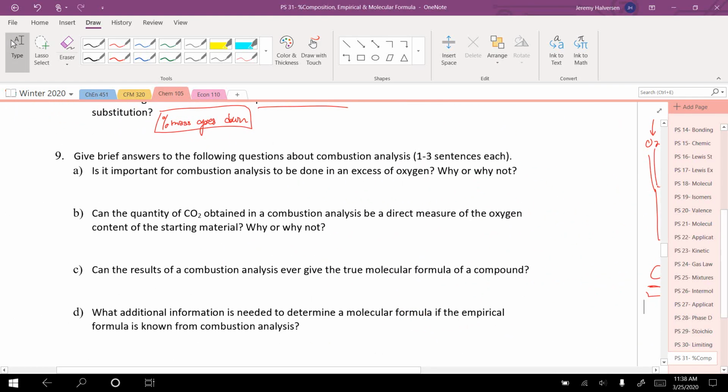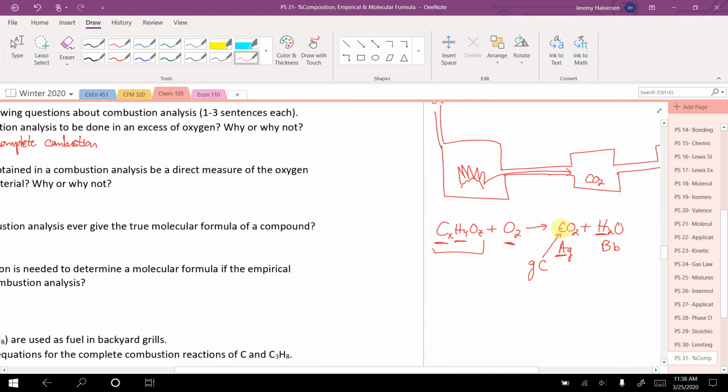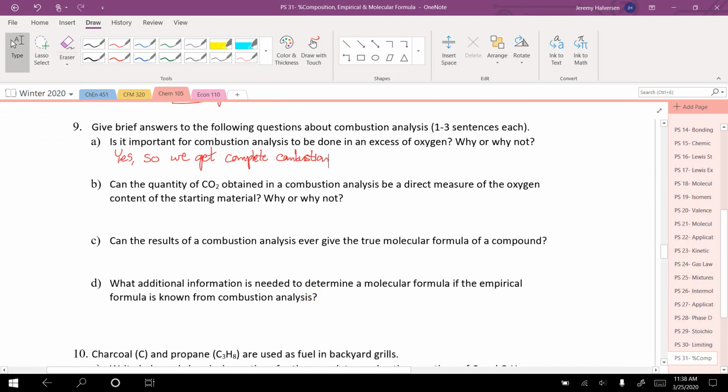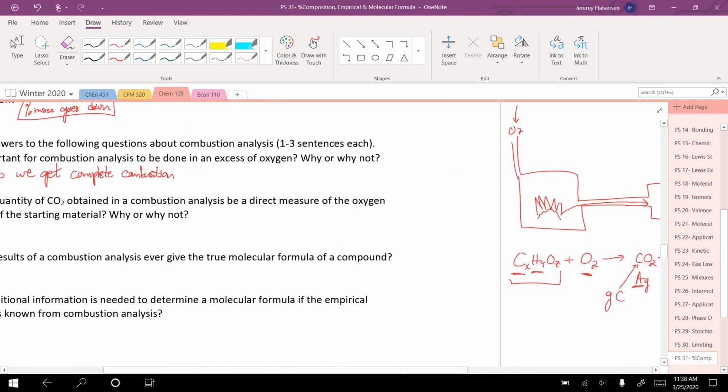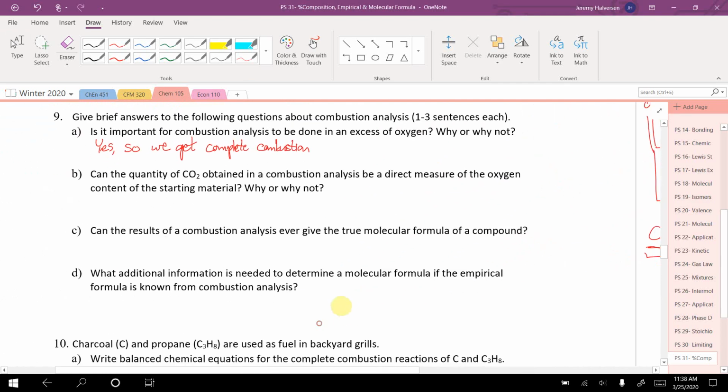Is it important for combustion analysis to be done in an excess of oxygen? Yes, because we get complete combustion. Okay, we want to burn everything that we have. Otherwise, the amount of carbon in this CO2, if there's still some of this left, okay, then the amount of carbon in our CO2 won't exactly match how much carbon we started with. So we need complete combustion. So we need to have excess oxygen that we can burn so that our hydrocarbon is our limiting reactant.